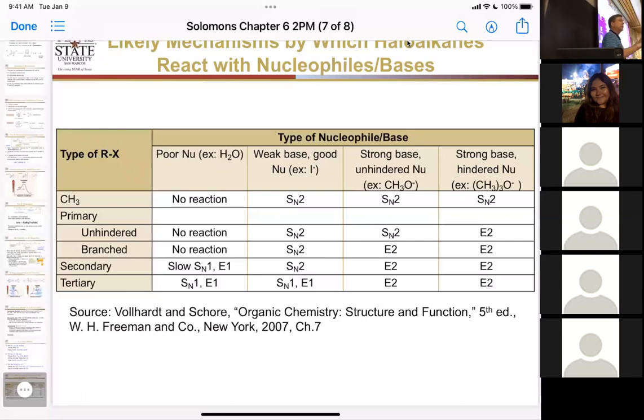Okay, questions? So by looking at what kind of nucleophile we have, we can eliminate most of our choices just by looking at the type of nucleophile, the type of base, and the type of substrate. Okay, so go ahead and download this and work through it a couple times till you convince yourself why each of these boxes makes sense, and then you should have it down.